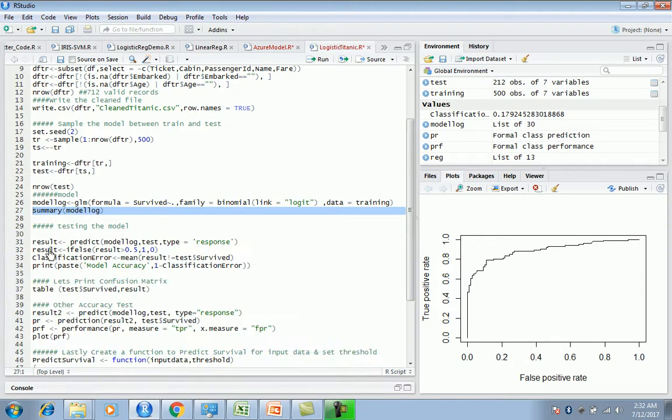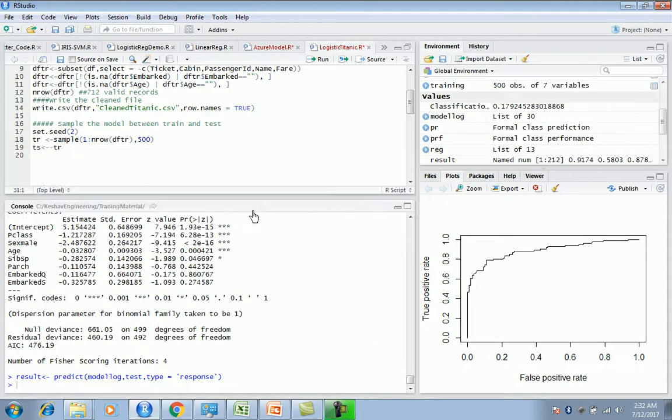Next we move on to testing the model. So we are trying to pass the result to the test data set. This is the model that we have basically trained, and we are going to pass our test data and then check for the responses. Okay, so we have done that.